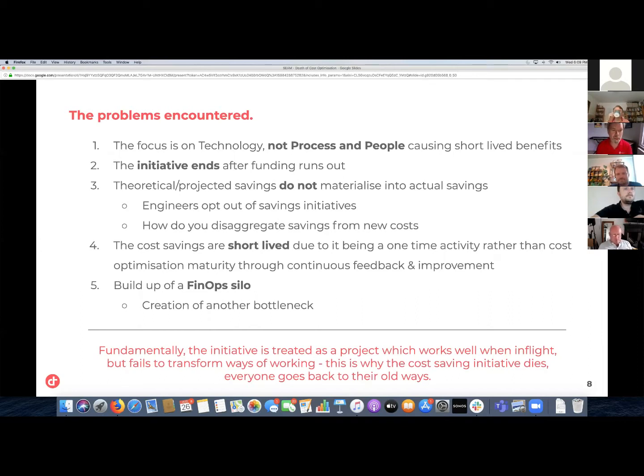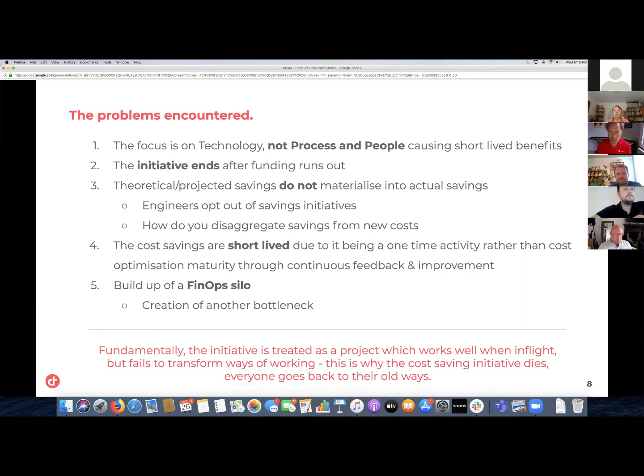Number 3, theoretical savings don't always materialize into actual savings. So we might have an initiative say, if everyone moves their S3 storage to Glacier, we will save 30%, but no one actually does it. So you don't actually make those savings.